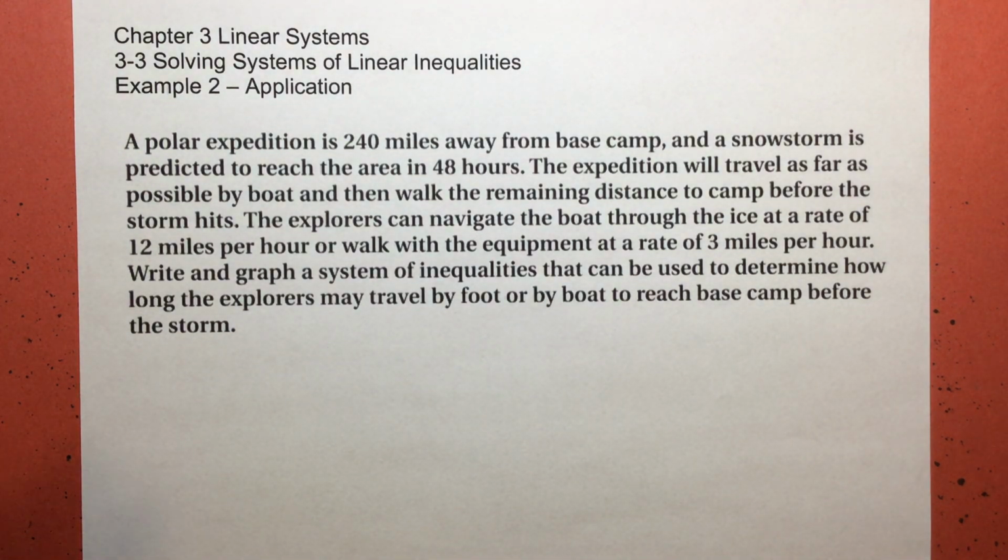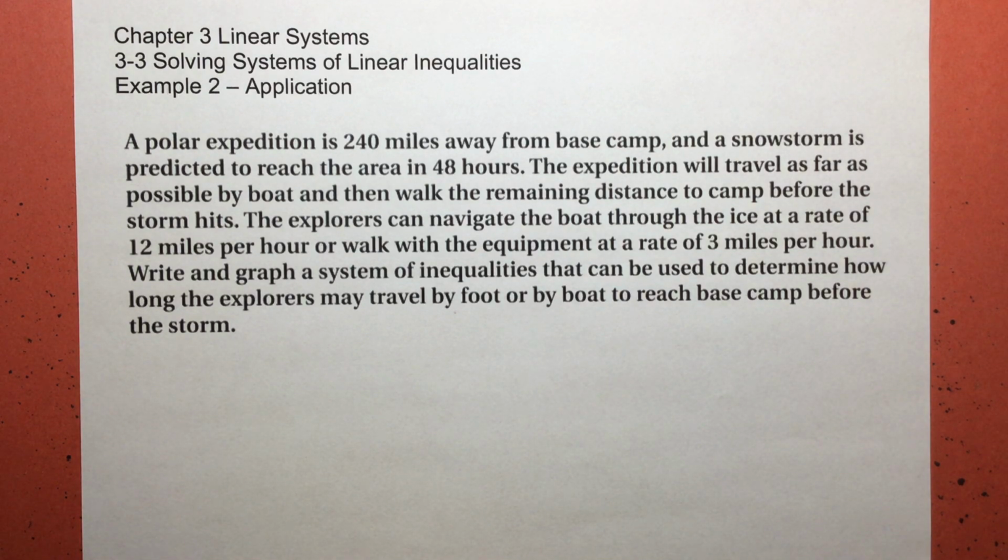All right, so here's the situation. We have a polar expedition. It's dangerous, okay? It doesn't really say whether it's North Pole or South Pole, right? Doesn't matter. We have a polar expedition, and it's 240 miles away at that moment from the base camp. And a snowstorm is predicted to reach the area in 48 hours. That means by 48 hours, the storm will be there. Maybe sooner, but not after. So the storm might actually show up in 3 hours. Keep that in mind. That's going to be important.